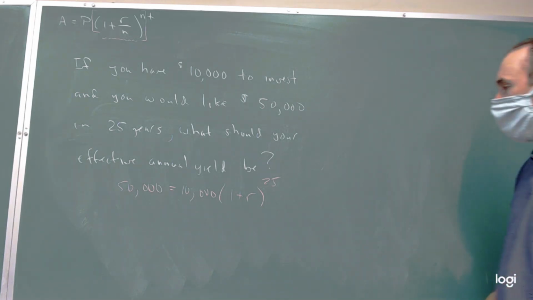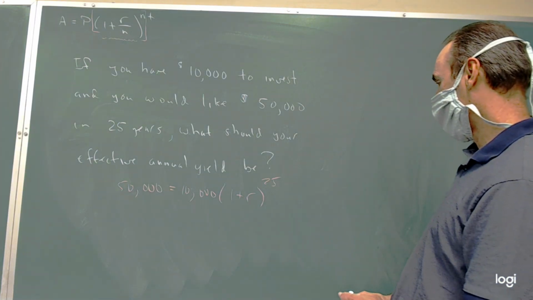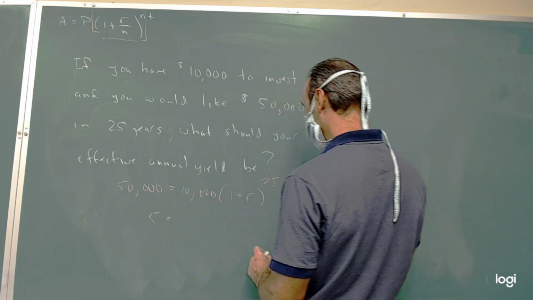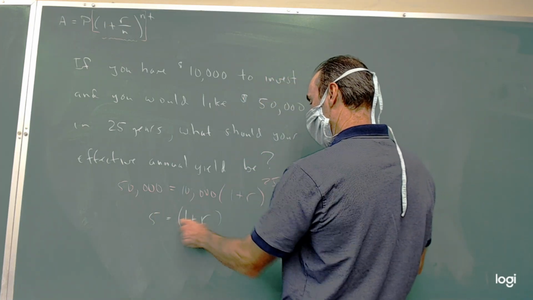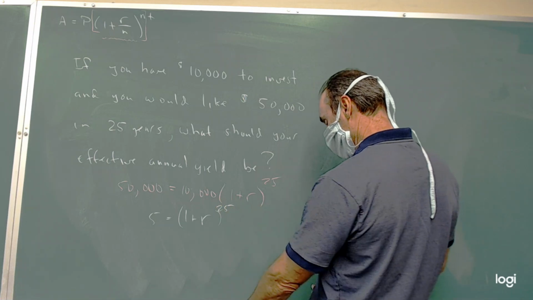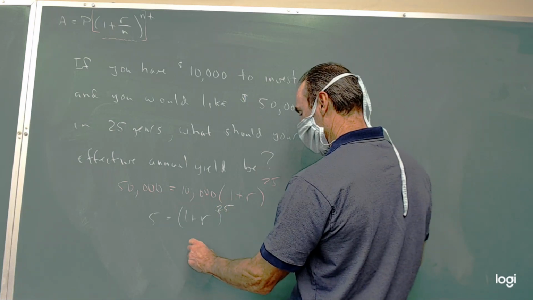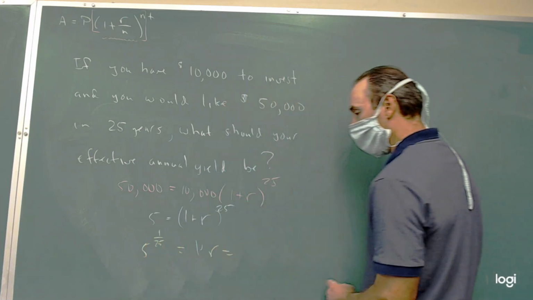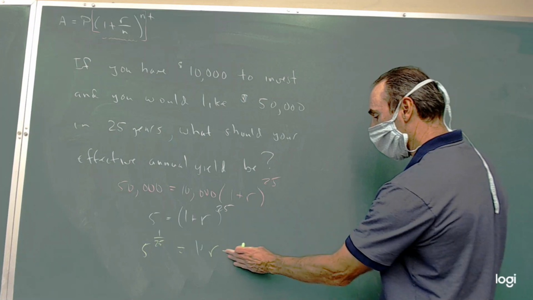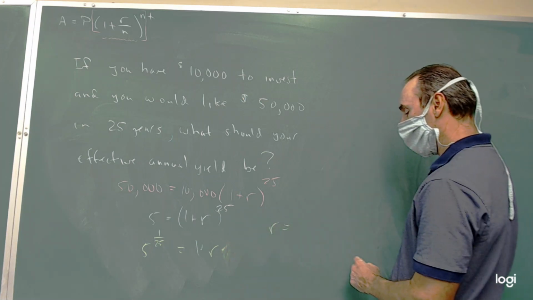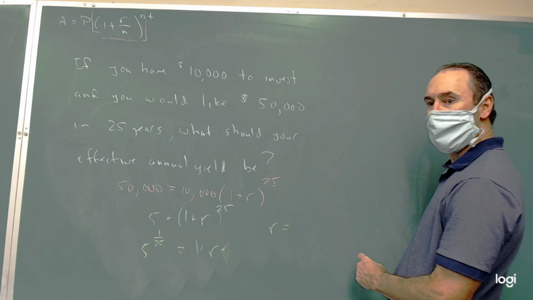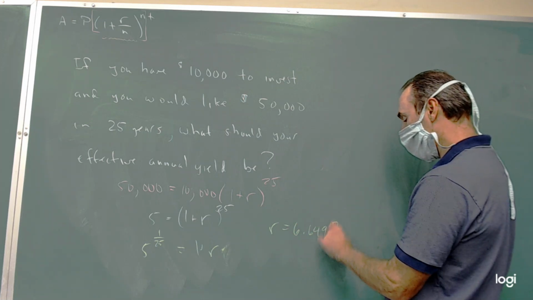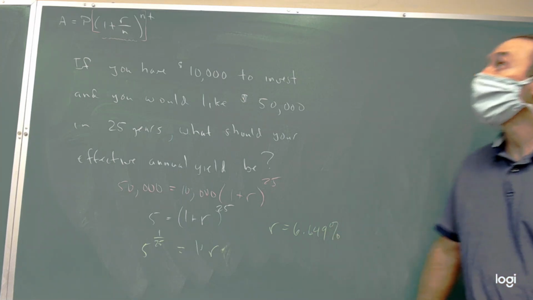Okay, so anyway, back to the question we can answer. We're going to divide by the 10,000, so that's going to be 5. Is that right? And how do we get rid of that pesky 25? 1/25th, so we get 1 plus r is 5 to the 1/25th power. And then we're going to subtract the 1. And what did we get as a percent then, when it's all said and done? 6.649%. 6.649%, and we have confirmation on that? All right, very good.